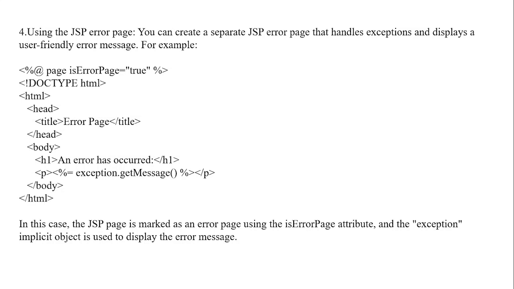In this case the JSP page is marked as an error page, so we already marked this page with isErrorPage. Using this error page attribute, the exception implicit object is used to display the error message. We already saw lots of implicit objects in our previous sessions and by doing some practicals in JSP. So here we also see that an implicit object is used to display the error message.